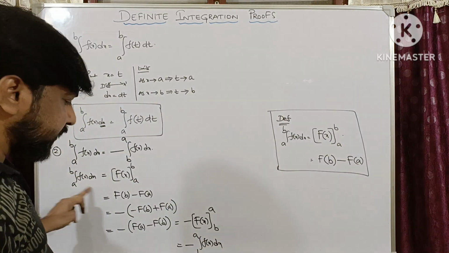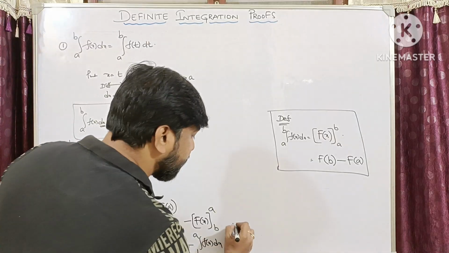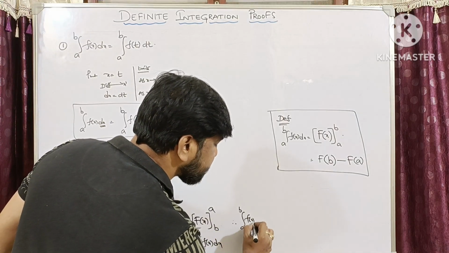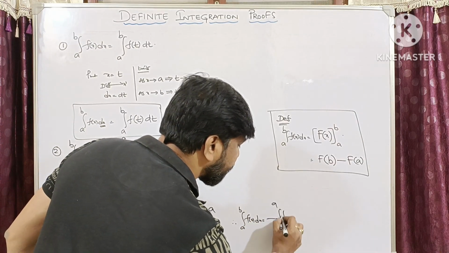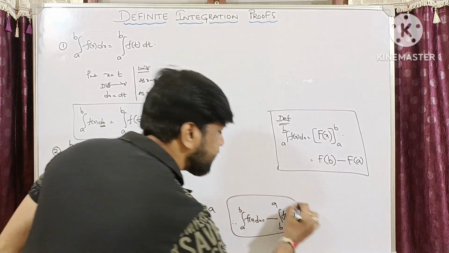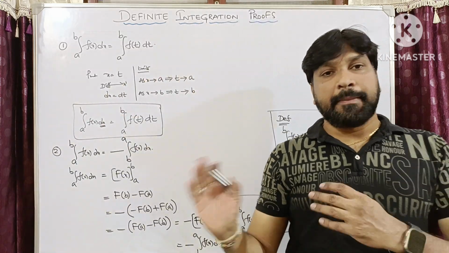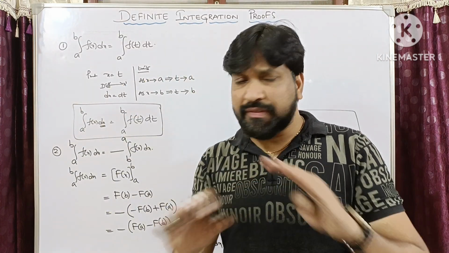So integral a to b f of x dx can be written as minus integral b to a f of x dx. Therefore, integral a to b f of x dx is equal to minus integral b to a f of x dx, which is very easy, friends. I hope you understood. But this is also just an application only. Usually they never ask it in the exam.